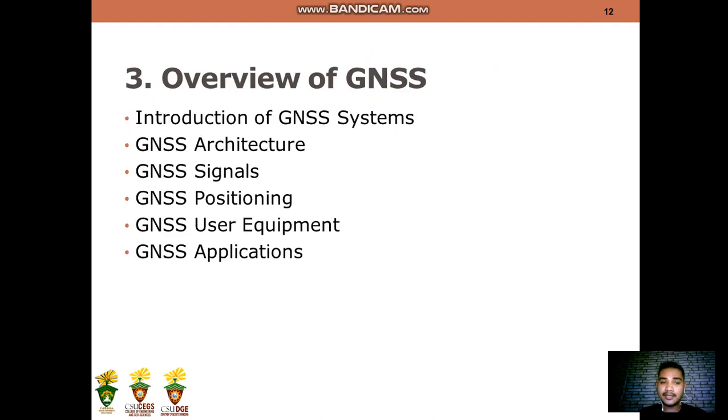For topic 3, it's all about overview of GNSS, which consists of introduction to GNSS system, the GNSS architecture, GNSS signals, GNSS positioning, GNSS user equipment, and GNSS application.